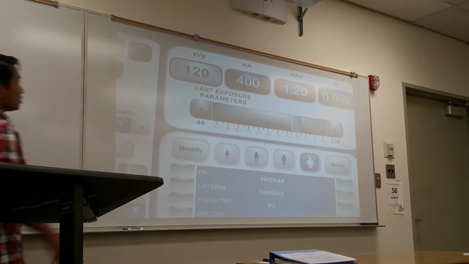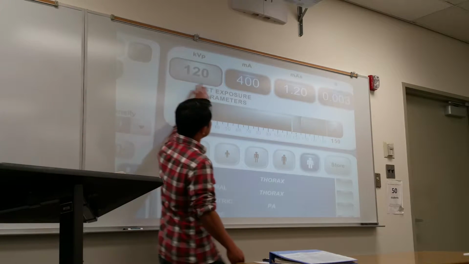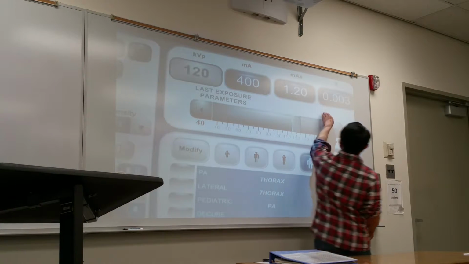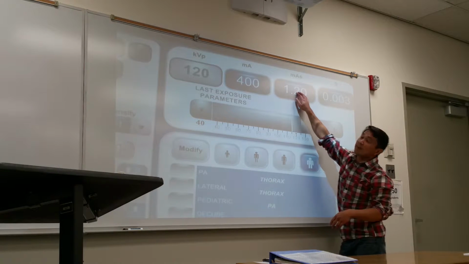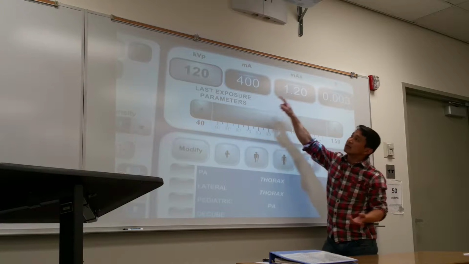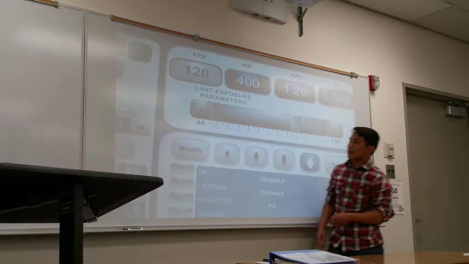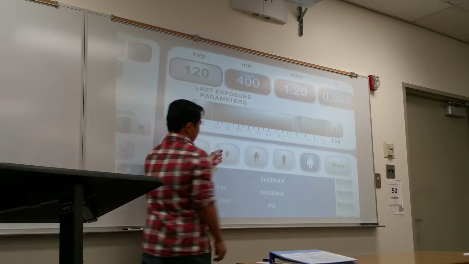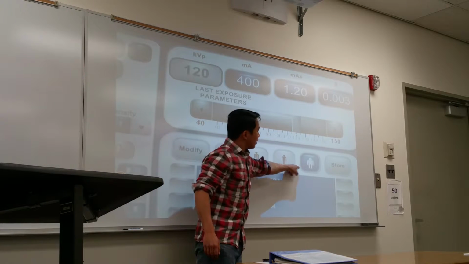Here's the one that's digital touchscreen. This is what I use in the county jail. Where KV, MA, and seconds. MA and seconds give the product of mAs. So this is what we're looking at when we make our technique. KV and mAs. And then we have different body size, kid, large.